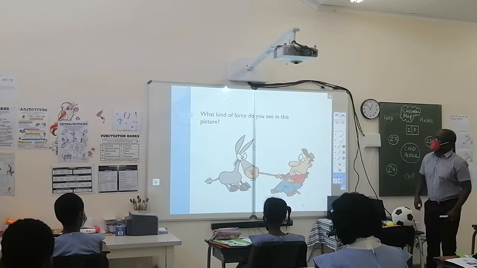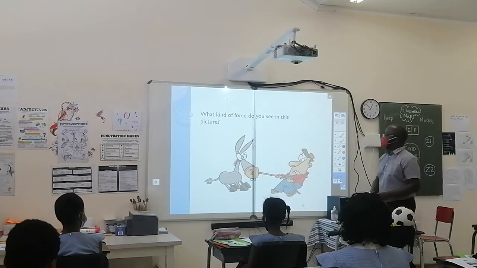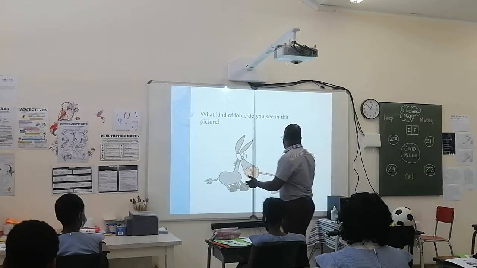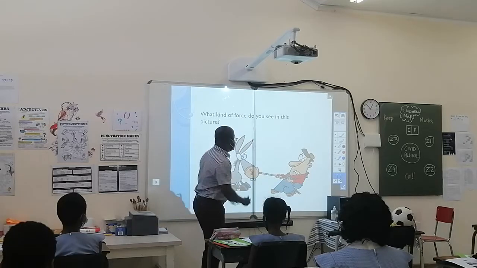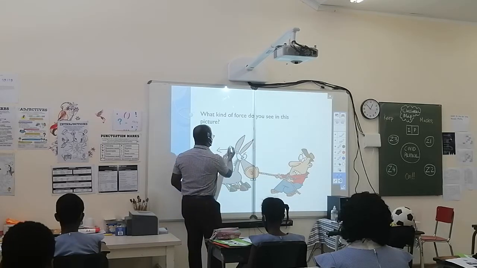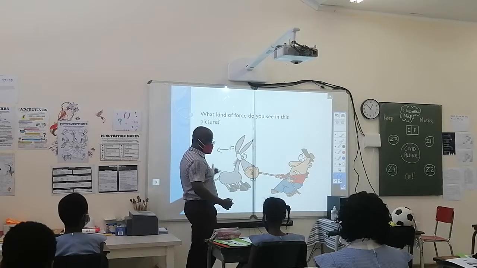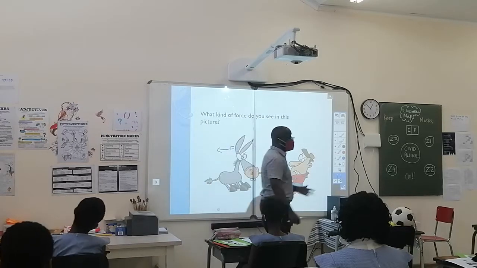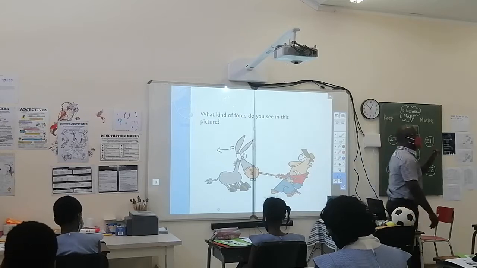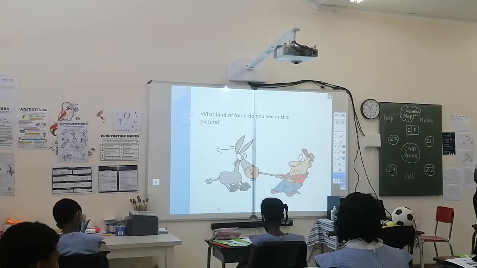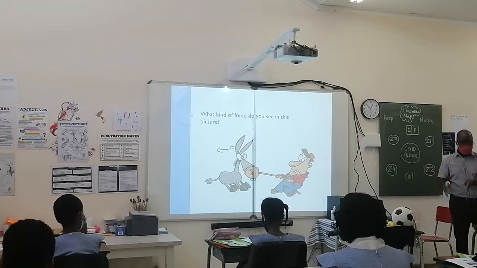What kind of force do we see here? Both of them are pulling, so it depends on where we're looking. If I'm looking at the man that's pulling in that direction, friction will go that way. But if it's the donkey pulling, then the donkey's friction is going to be in the other direction. You all understand? Yes. So sir, it's both sides. It's both sides depending on which one you're looking at.